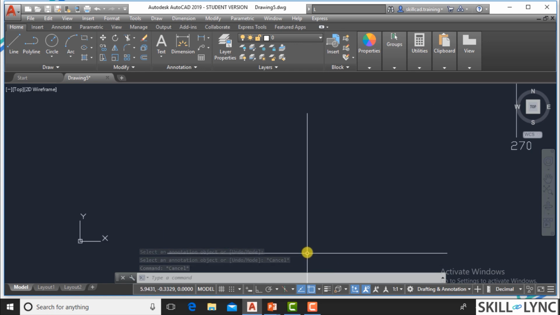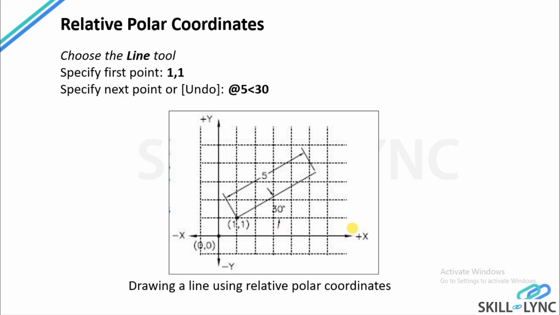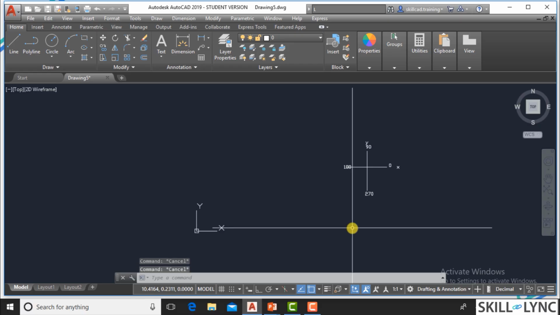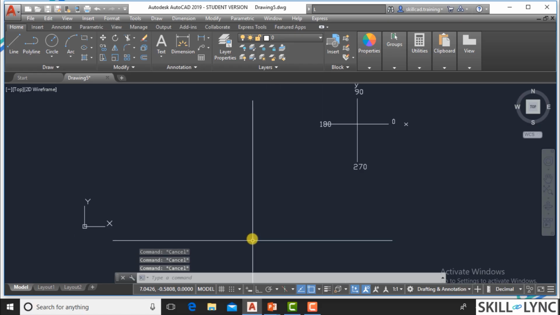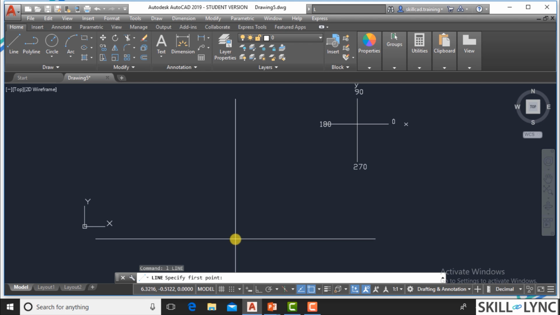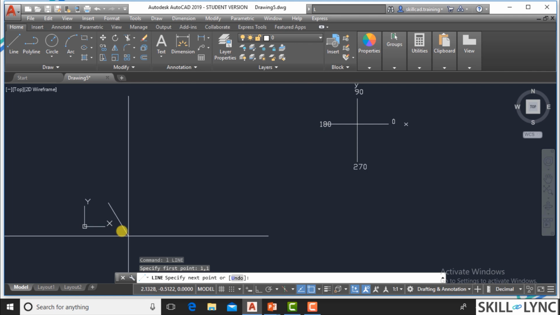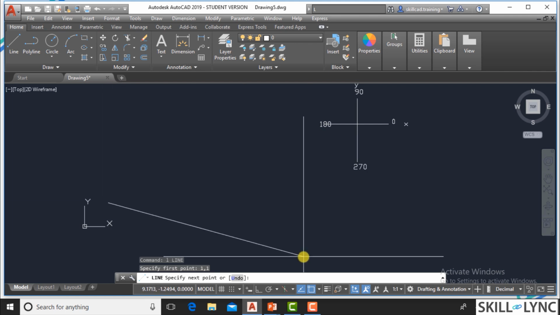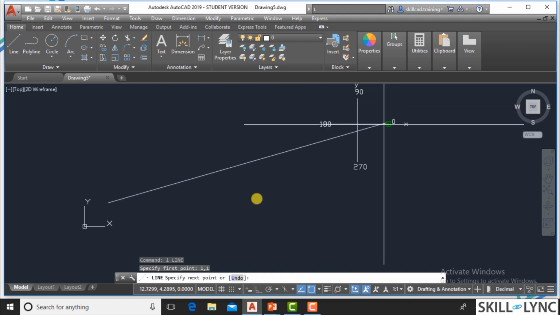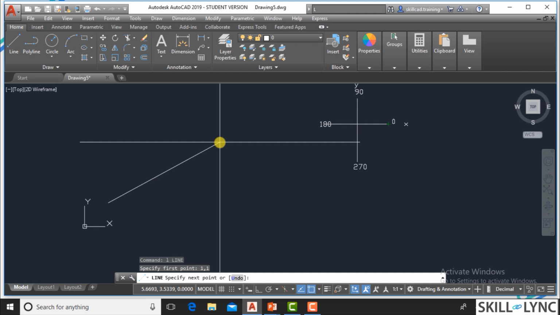Now how does the polar concept start? In the polar concept you are only given two things to draw as an input: one is a length and the other is an angle. Now if you're drawing a line with the relative coordinate system, we are using the relative polar coordinate system. The first point is always absolute, so I say 1 comma 1. Now I want to draw a line of length, let's say, 5 units, and the angle from the x-axis is 45 degrees. So what do I do? I'll say at the rate, the length is 5, and shift and less than sign, and the angle is 45.